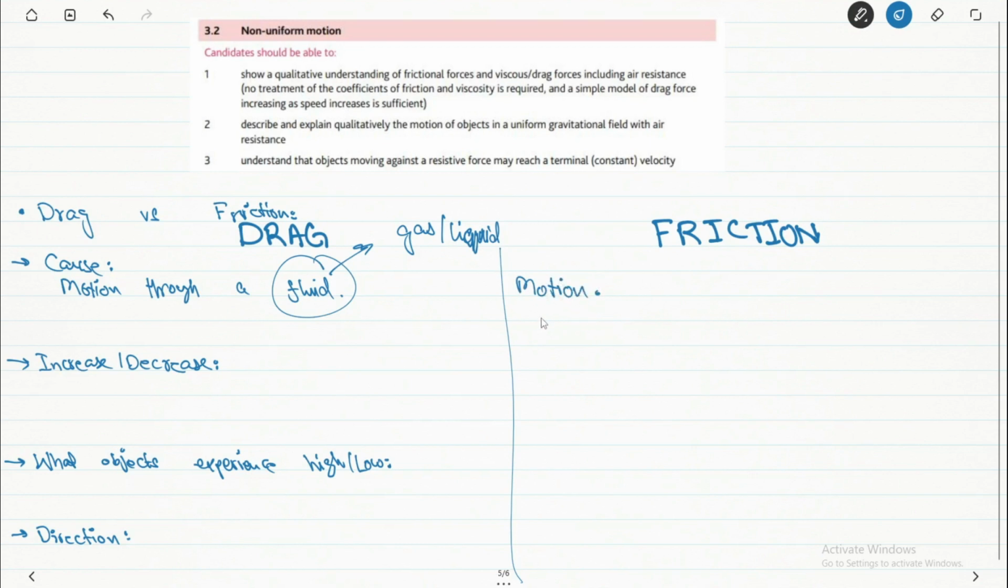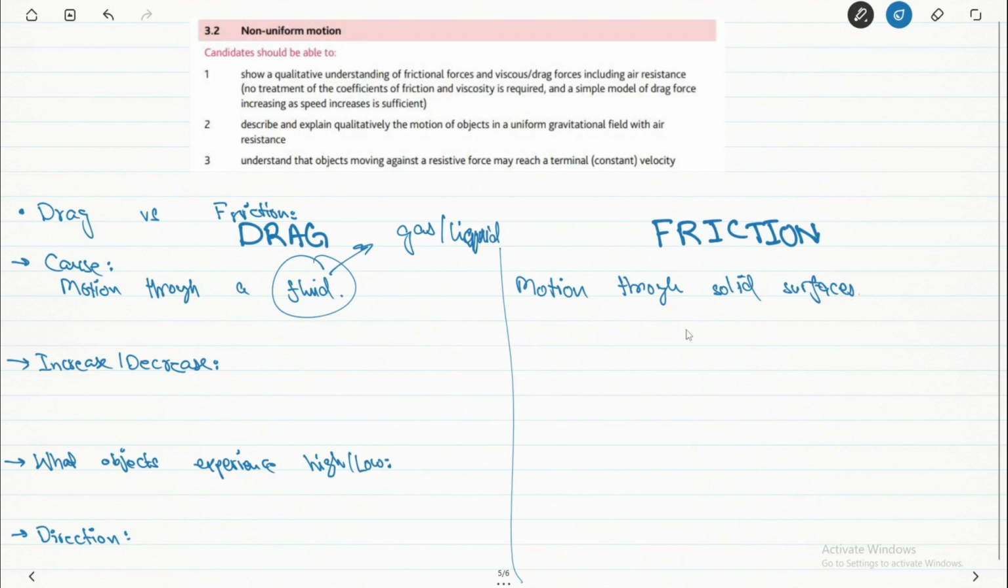Because motion causes friction. But when moving through solid surfaces, right? Solid surfaces. So that is friction, right?